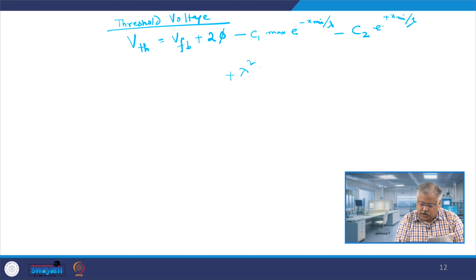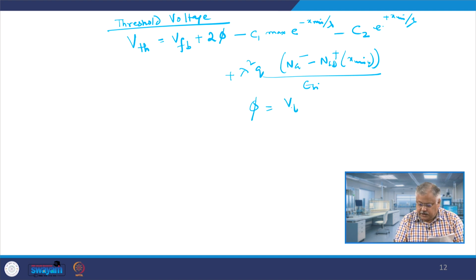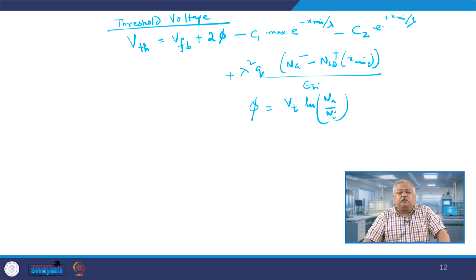plus lambda square q times (Na minus NSD plus x min) divided by epsilon silicon, where phi is kT by q. So it is Vt ln of Na by Ni. This gives you the value of the threshold voltage expression.